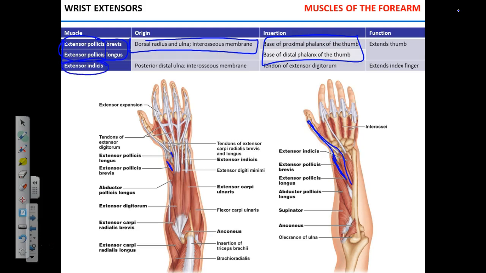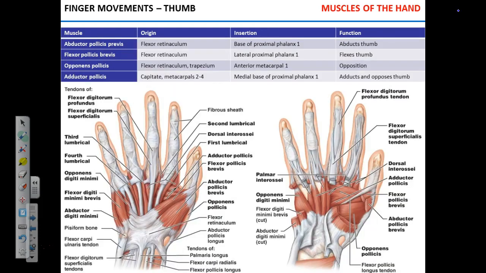Extensor indicis. Sort of a unique muscle. You see, extensor indicis originates at the ulna, runs to the index finger, and does this. Okay, I don't want you to get bogged down on these ones. I'm not going to ask about interossei or lumbricals on the exam. Don't worry about it. Just want to give you an idea.